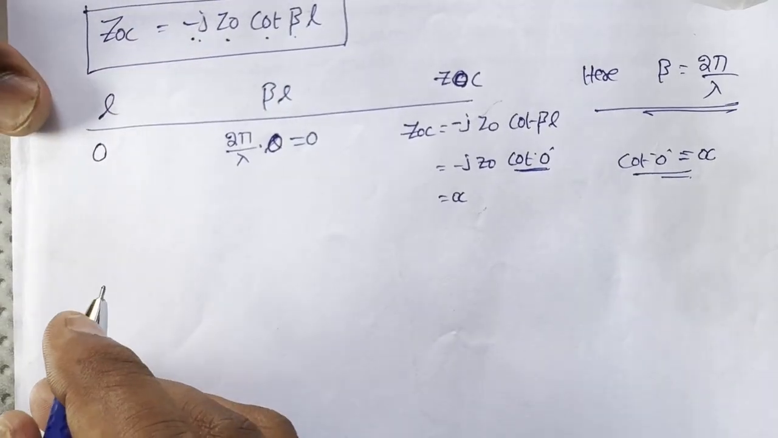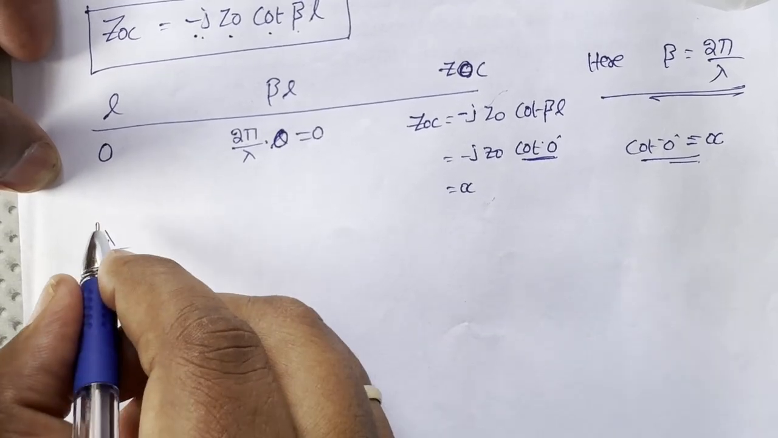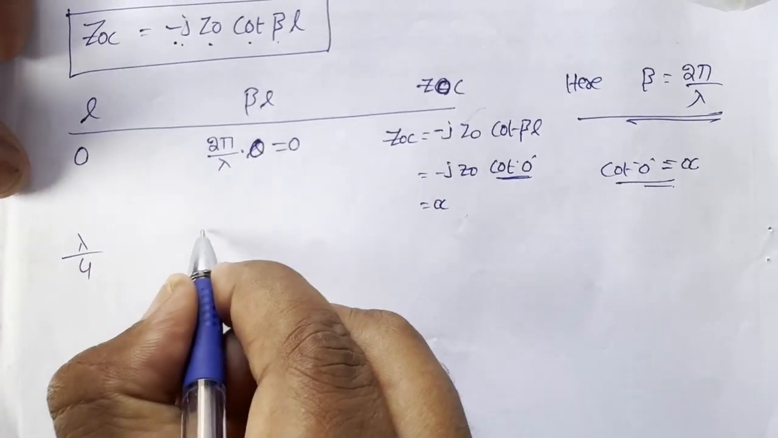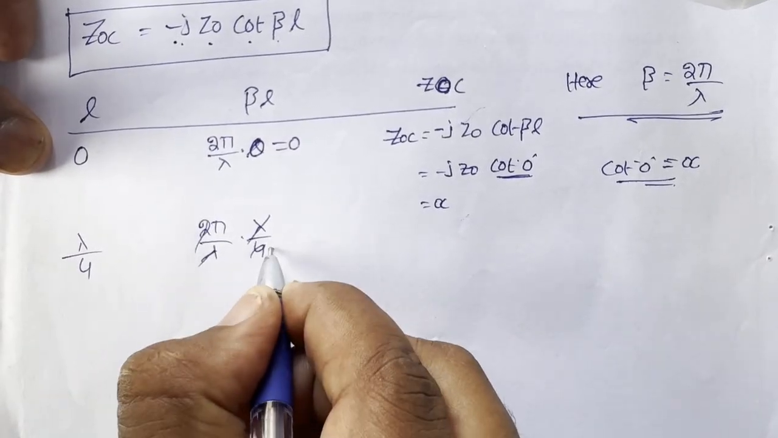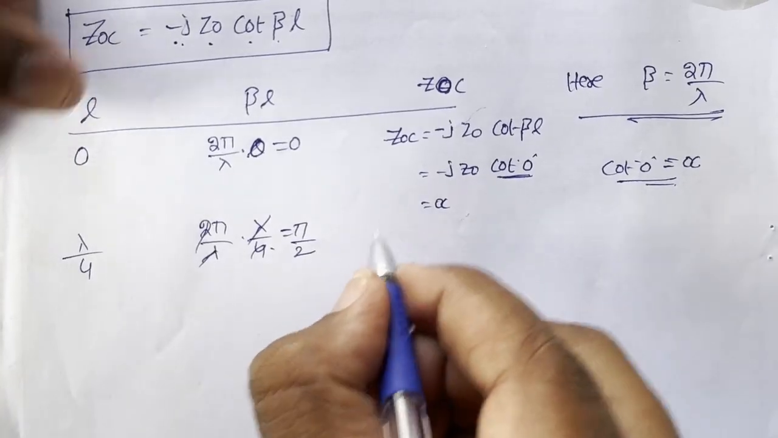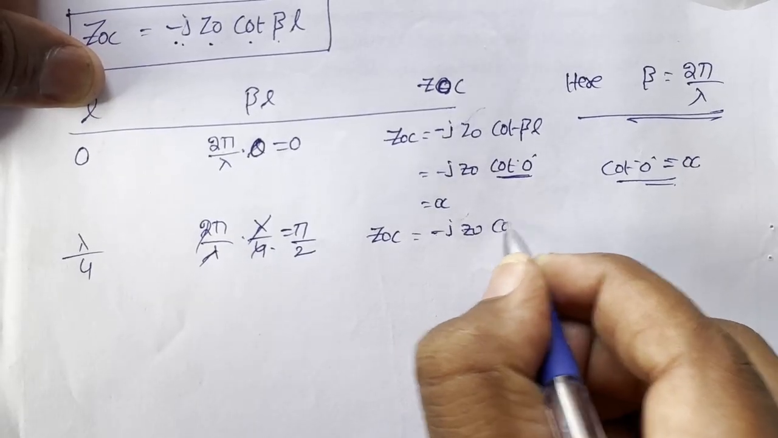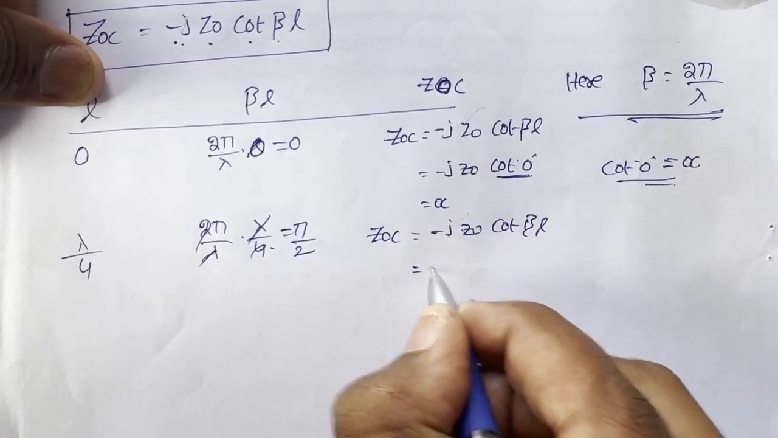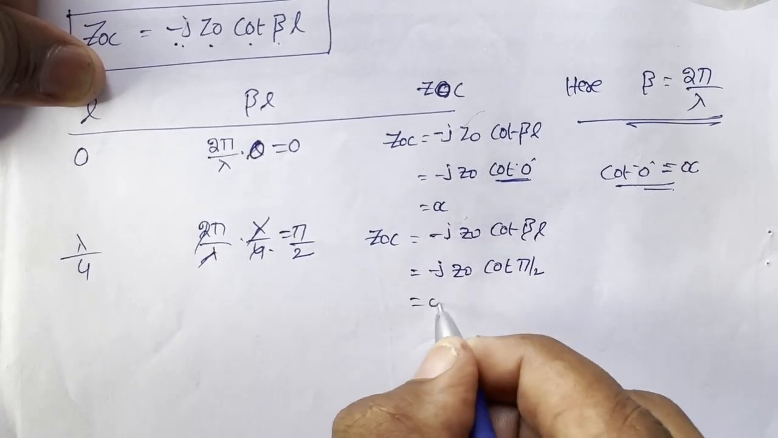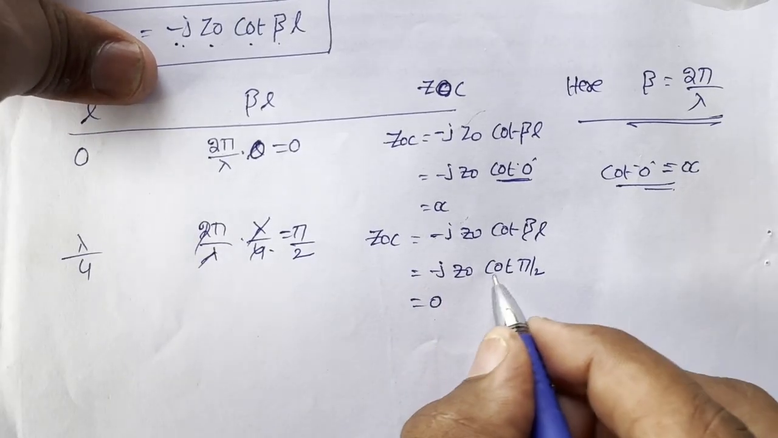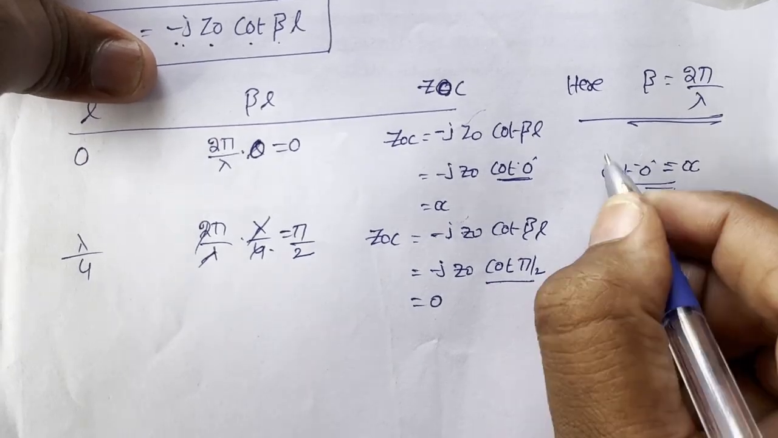Next, when the value of L is lambda by 4, beta L becomes 2 pi by lambda into lambda by 4, that is pi by 2. Then ZOC equals minus j Z0 cot beta L, that is minus j Z0 cot pi by 2. That is 0, because cot pi by 2 is 0.